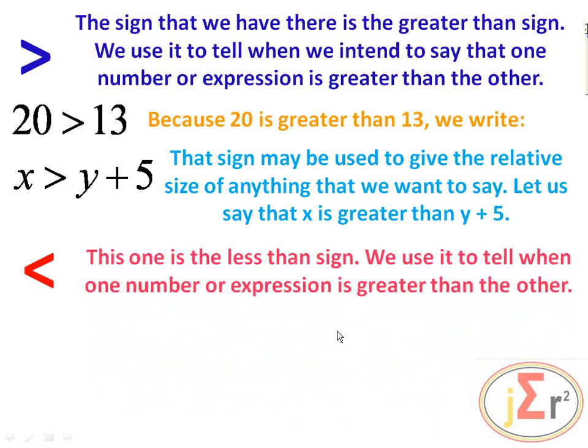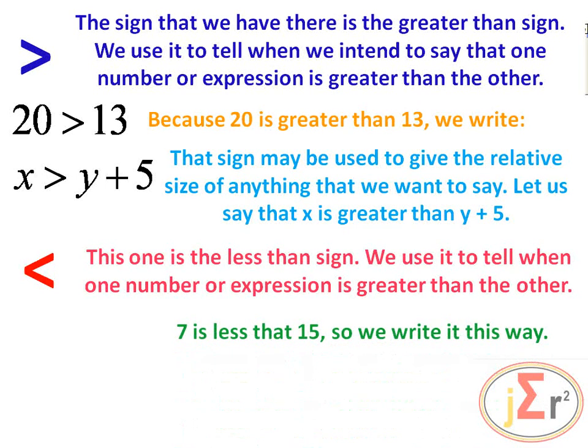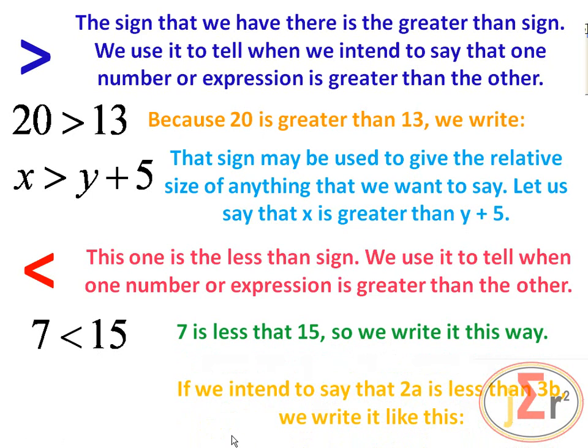We use it to tell when one number or expression is less than the other. 7 is less than 15, so we write it this way: 7 is less than 15. If we intend to say that 2a is less than 3b, we write it like this: 2a is less than 3b. This sign is the less than sign, and this one is the greater than. Okay.